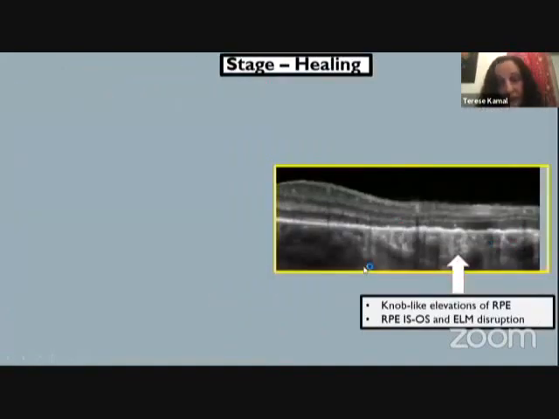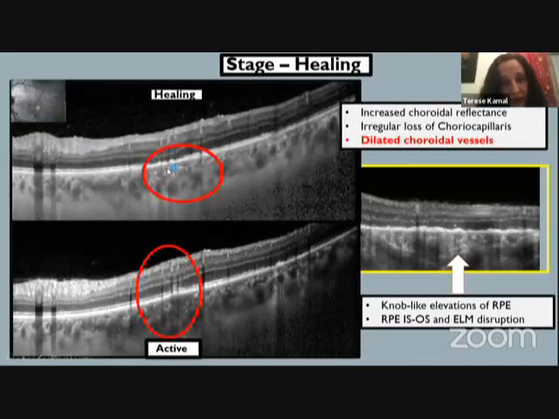The healing stage by OCT would show the presence of knob-like lesions in the RPE with disrupted RPE and photoreceptors and external limiting membrane. And we can see comparing the active with the healed lesion. The choroid would start to show increased choroidal reflectivity, irregular loss of the choriocapillaris. We can see here that choriocapillaris is almost lost compared to the areas that were not affected, and we have the dilated underlying choroidal vessels.